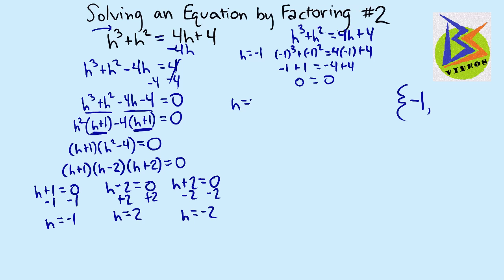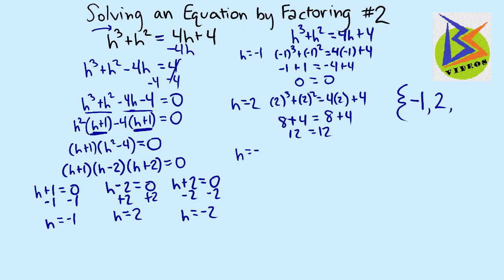Now we'll say let h equal 2. So we have 2 cubed plus 2 squared equals 4 times 2 plus 4. So 2 cubed is 8 plus 2 squared is 4 equals 4 times 2 is 8 plus 4. So that's 12 equals 12, which is true. So 2 is also in our solution set.